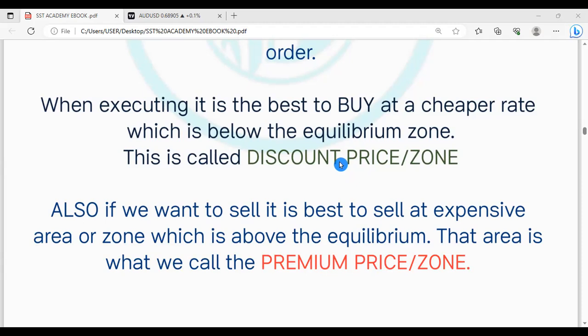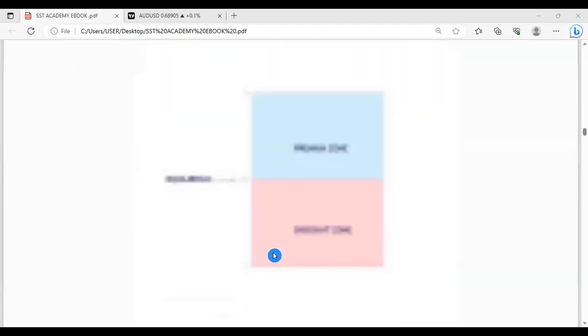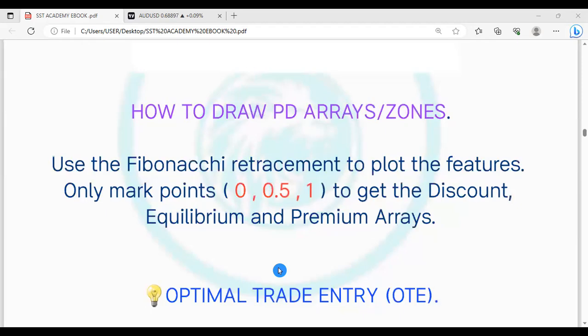Okay, so let's see, for example, how we can see the premium and the discount zone. We use the Fibonacci retracement tool to draw these premium and discount zones, and the equilibrium is the midpoint of premium and discount. Let's see how to draw the premium and discount arrays or zones. Use the Fibonacci retracement tool to plot them. Only mark points 0, 0.5 and 1 to get the discount, equilibrium and premium arrays.